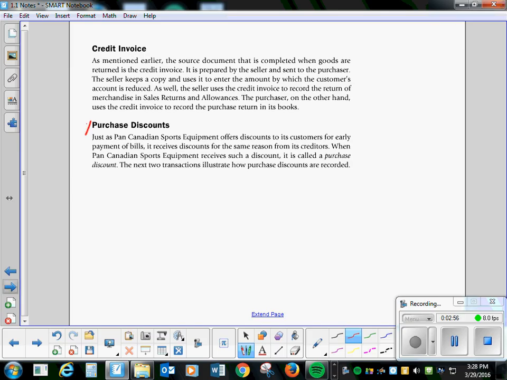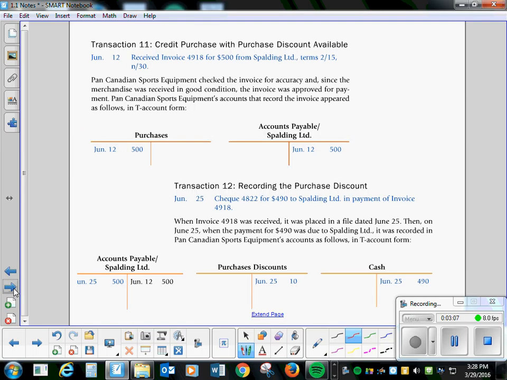And purchase discounts. Just as Pan Canadian Sports Equipment offers discounts to its customers for early payment of bills, it also receives discounts for the same reason from its creditors. So received an invoice for $500 from Spalding, terms 2/15, net 30. So Pan Canadian Sports Equipment checked the invoice for accuracy, and since the merchandise was received in good condition, the invoice was approved for payment. The account entries that record the invoice appear in the following T account form. So the purchases debit of $500, accounts payable credit $500.